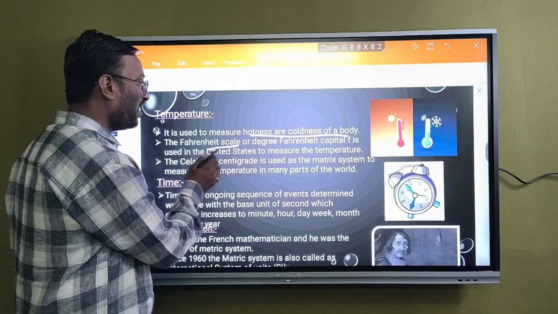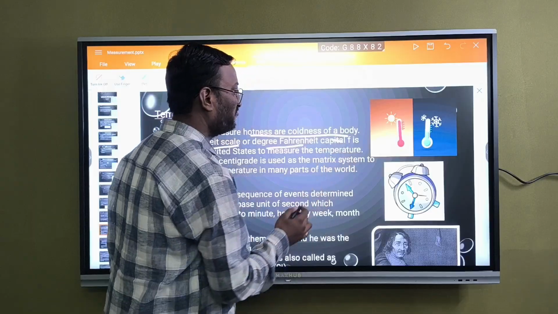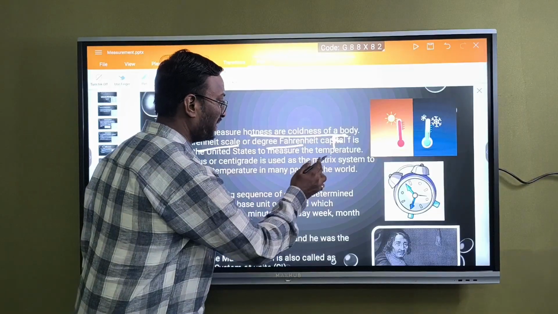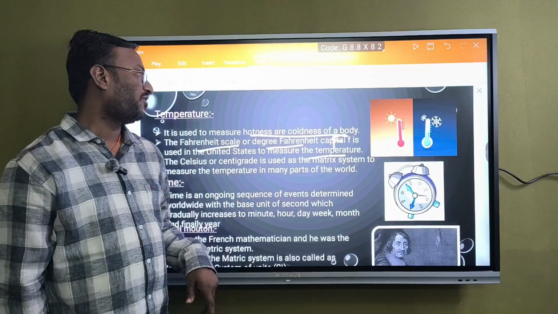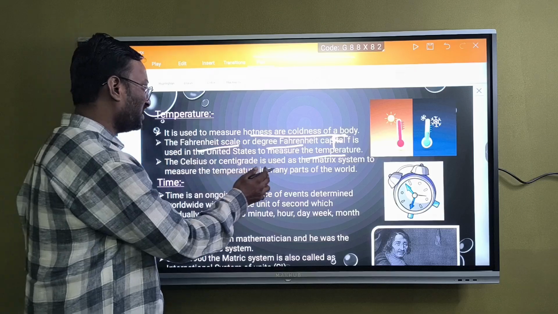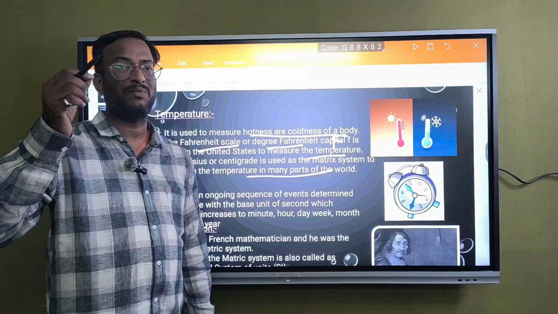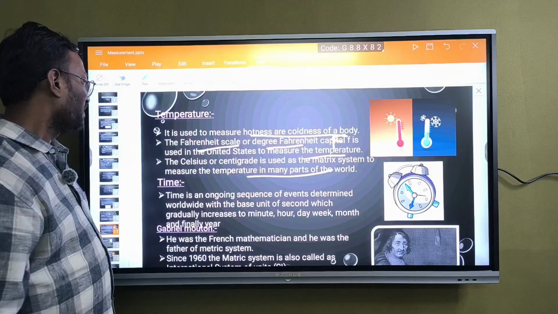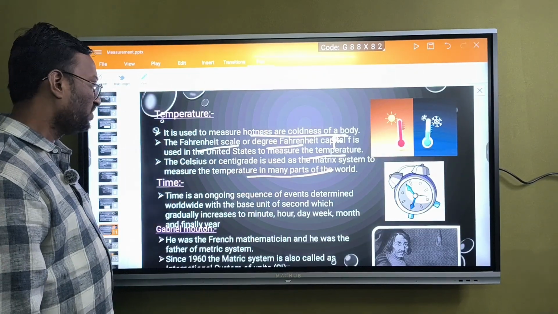The Fahrenheit scale, or degree Fahrenheit, generally they use capital letter F. F is used in the United States to measure temperature. In the United States, in order to measure temperature, what is the unit they use? Fahrenheit. The Celsius or centigrade is used as the metric system to measure temperature in many parts of the world. Even we are going to use centigrade or Celsius. Actually, in our thermometer, we are going to use Fahrenheit. We will discuss one by one. Next time, we are going to discuss this temperature in depth in our 6th class. Now it is enough.